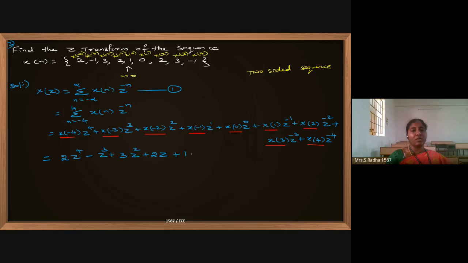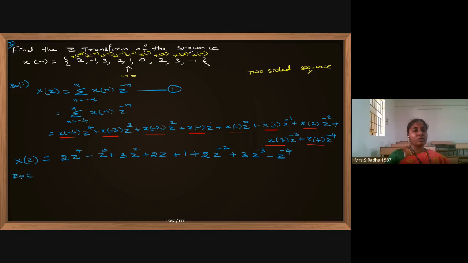1 into 1 is 1. X of plus 1 value is 0. I am avoiding that term. I am going to x of plus 2, 2 and z power minus 2. X of plus 3 is 3, z power minus 3. X of 4 is minus 1, z power minus 4. This is the required x of z.